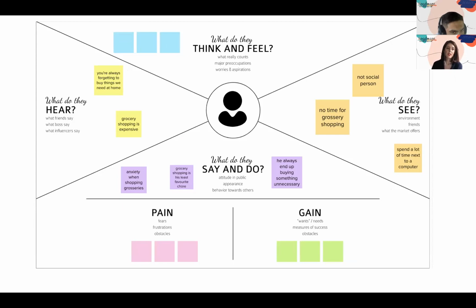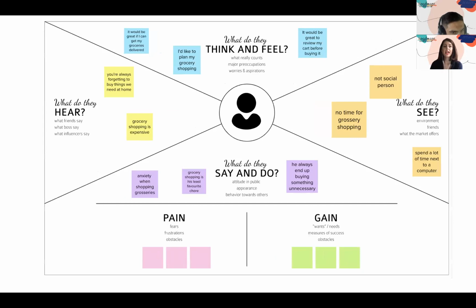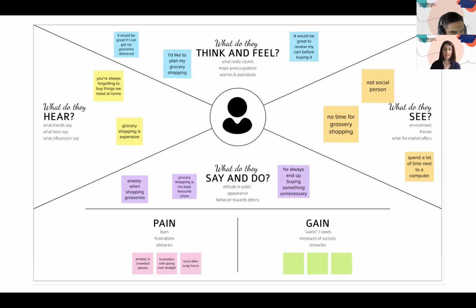What does he hear? You're always forgetting to buy things that we need for home, and grocery shopping is expensive. What he thinks and feels: it would be great if I can get my groceries delivered. I'd like to plan my grocery shopping, and it would be great to review my cart before buying it. When you have this, you can see some pain and gain that your food delivery app would give to him. So the pain: he has anxiety in crowded places, he's frustrated with going over budget, and he's tired after his long working hours.